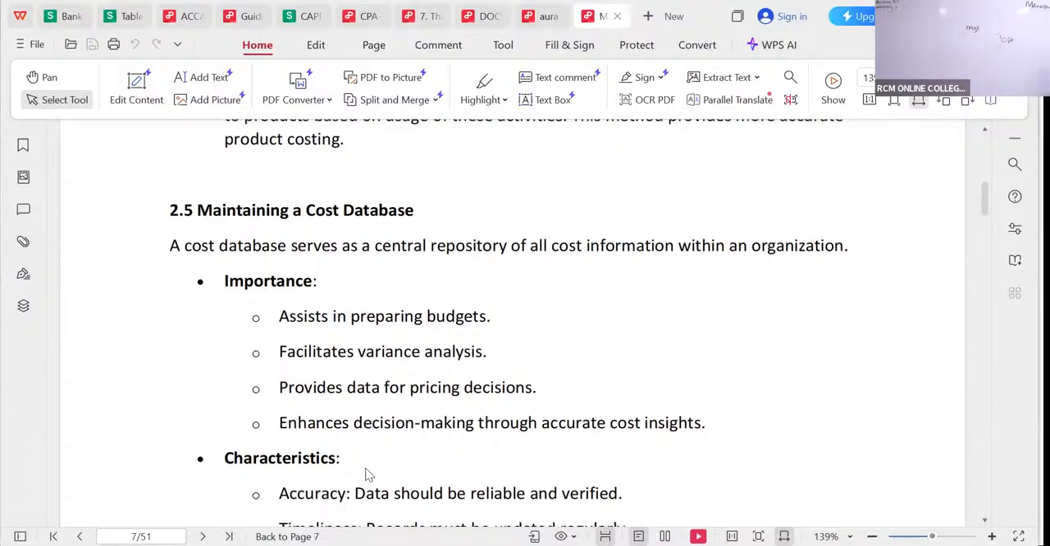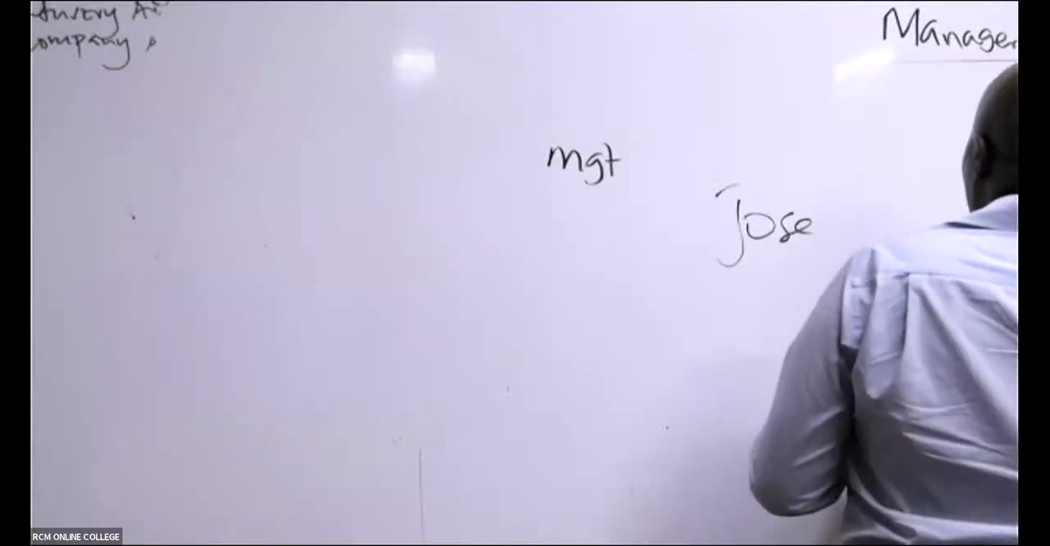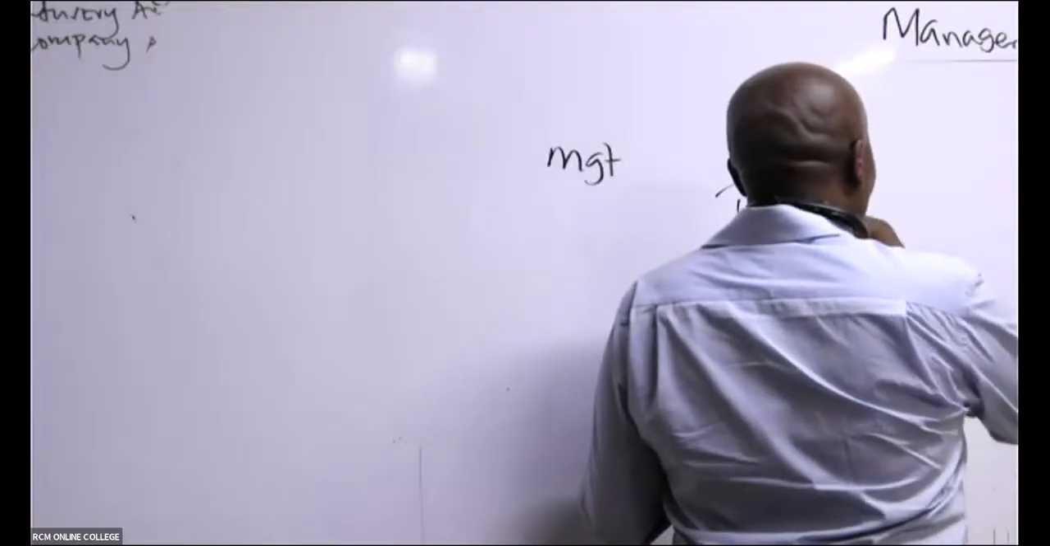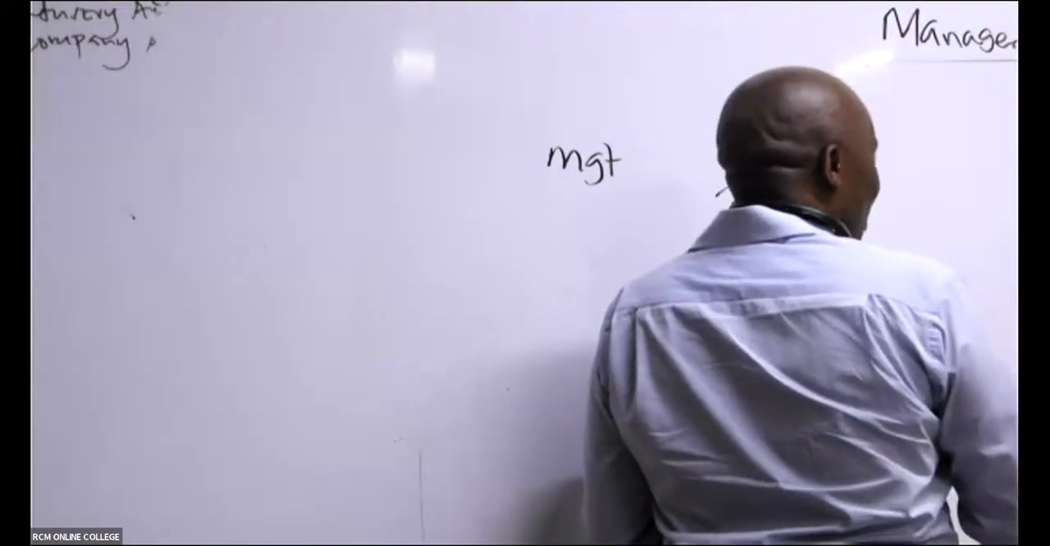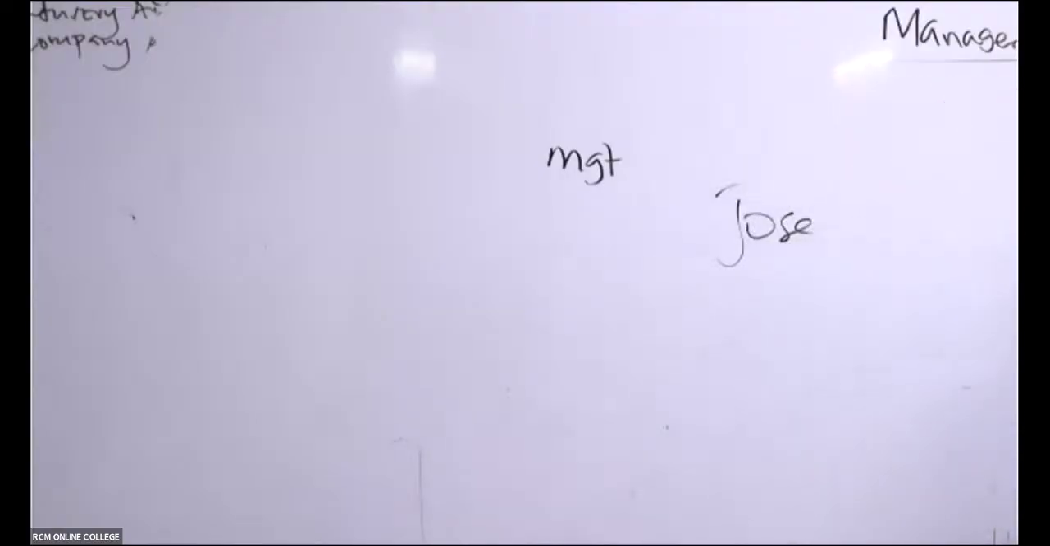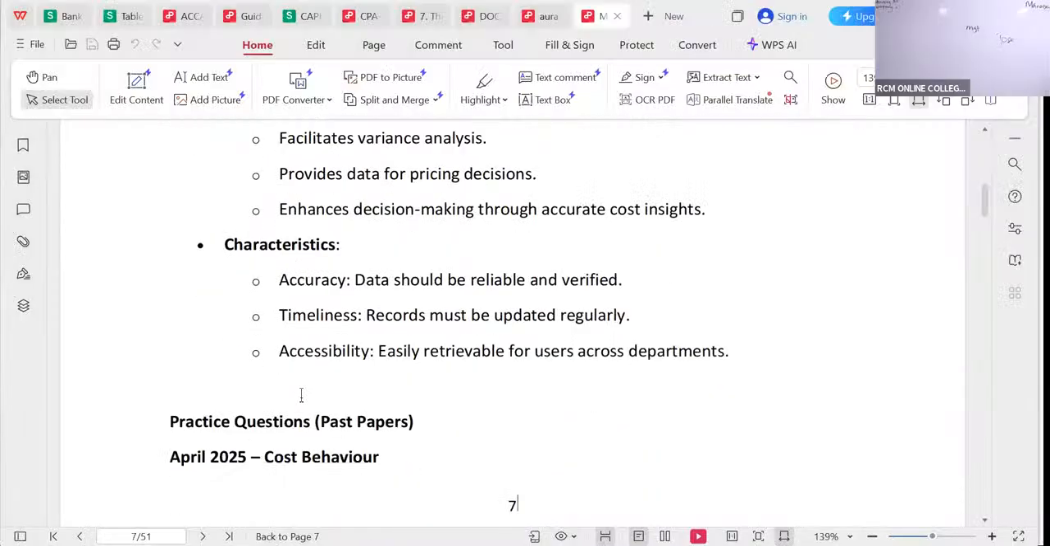Characteristics of a good cost database. It shall be accurate. It shall be able to give us information on time, so that when you query it using MySQL, it returns results on a timely basis. Otherwise, it will not be friendly to us in terms of making decisions. It should also be accessible, easily retrievable for users across departments.